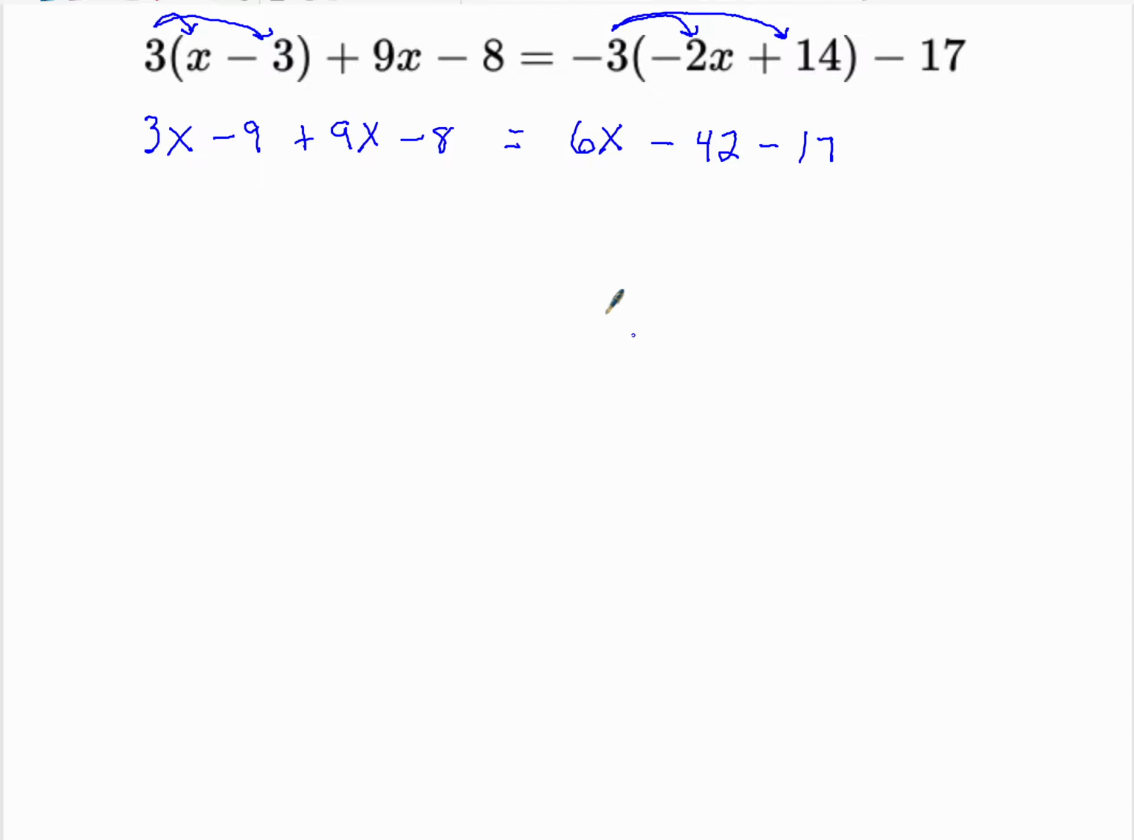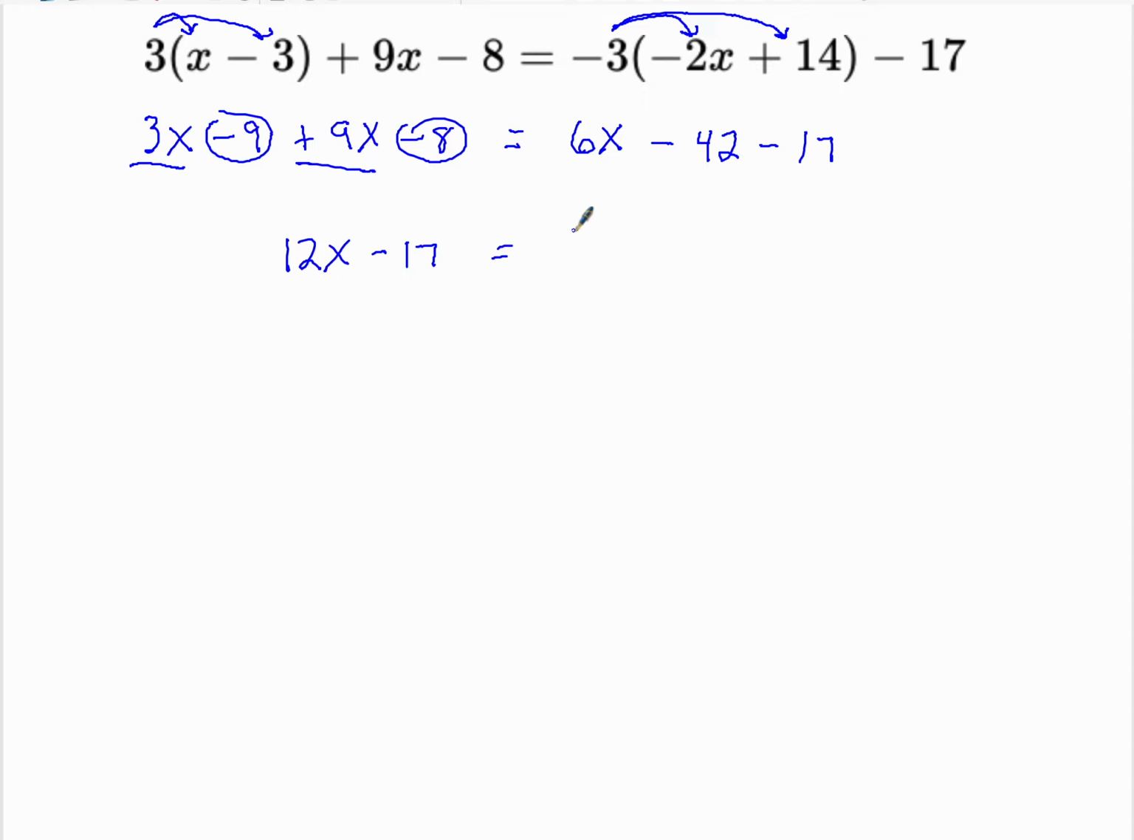Okay, so I've done my first step, which was distribute. I took care of all the parentheses. I don't have any parentheses left. Now I need to combine like terms. So on the left side, I've got a 3x and a plus 9x. 3x plus 9x is 12x. And then I've got a minus 9 and a minus 8. So that would be minus 17.